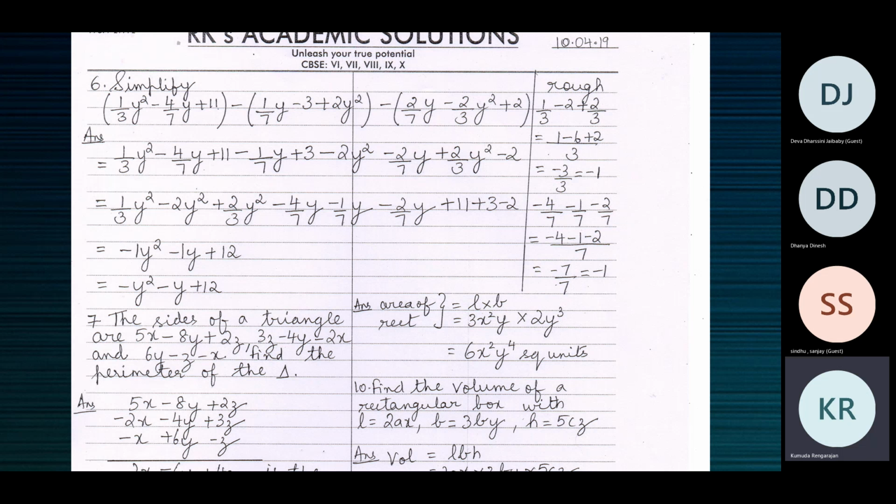To find the perimeter, we need to find the sum of the lengths of the 3 sides of the triangle. We simply have to add the 3 expressions. The triangle, 3 sides, 3 expressions. Add the 3 expressions to find the perimeter. Add and tell me.